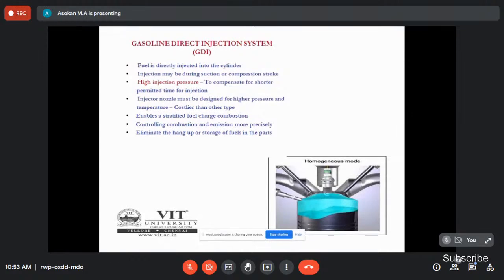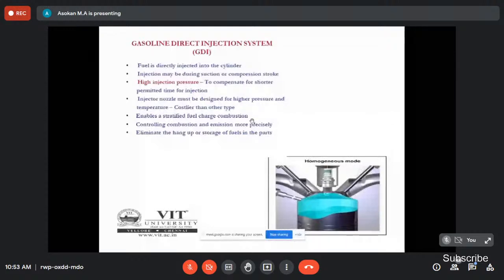The injection timing must be designed for high pressure and temperature, so it is costlier than the other types. It enables a stratified fuel charge. Stratified charge means different air-fuel mixtures supplied at different locations. Suppose we need a rich mixture near the spark plug; this is possible in the gasoline direct injection system. Some of the fuel is injected near the spark plug, and the remaining fuel is focused on the remaining area. So combustion and emissions are controlled more precisely this way.